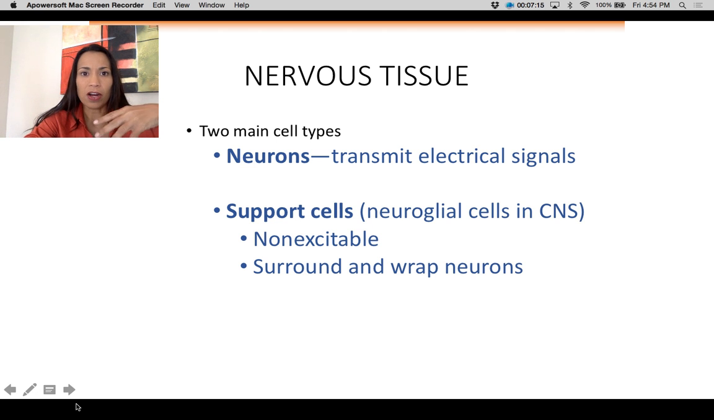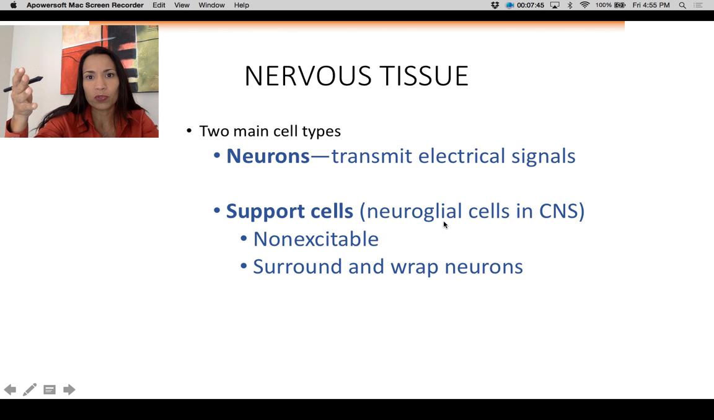The neurons are the ones in charge of transmitting the electrical signal, the electrical potential, the action potential. And the neuroglial cells are supporting cells. They are there to nourish the neurons, making sure the environment around the neurons is stable. It has the proper conditions for the neurons to work.